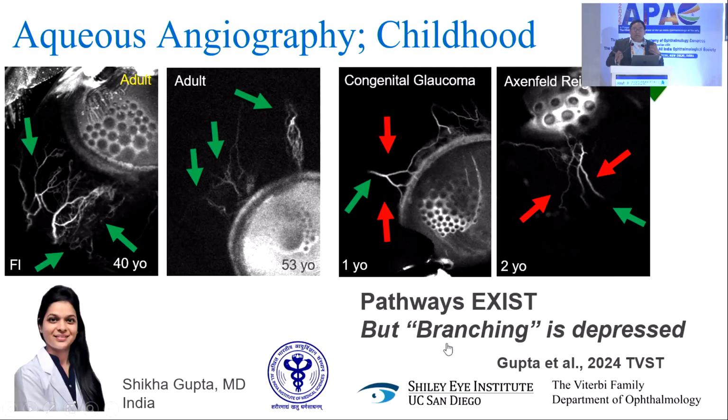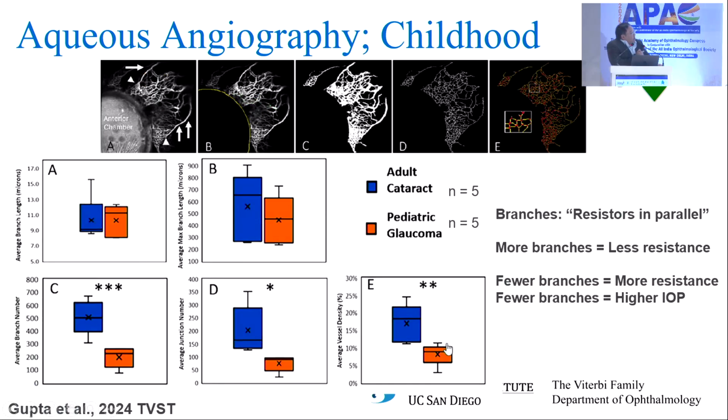And why did we do that? Because in childhood glaucoma, pressure is very high, right? It's not just like 22, but 30 and 40. And what we see is that there are still pathways, but the branching, the small branches, is what's gone. So we started to quantitate this, right, and looked at the branch patterns and so forth. And what we found comparing pediatric glaucoma to adult cataracts is that the average branch or the maximum branch length is very similar, but the total branching is suppressed.